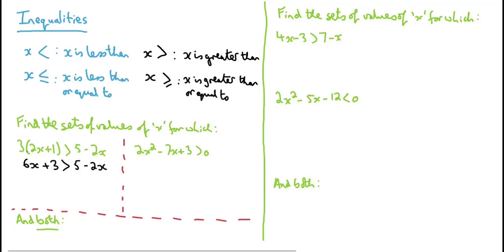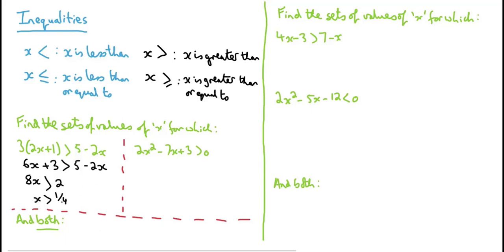Then move the 2x onto the left-hand side. It's a minus here, so it will become a plus. So 6x + 2x will end up being 8x. Then we'll move this 3 over to the right-hand side. It's a positive here, so it'll become a negative over there. So 5 - 3, we've now got 8x is greater than 2. And if 8x is greater than 2, then we can divide both sides by 8, because whatever you do to one side, you have to do to the other. That leaves x being greater than a quarter.